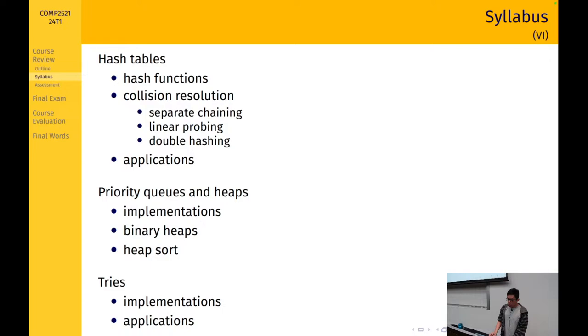And then in the last bit of the course, we talked about a really cool data structure called hash tables. A hash table is really nice in that it allows us to achieve O(1) insertion, search, and deletion on average. The way they work is that they use an array and a hash function to tell us, given a key, where we should be able to find that item. Since this can cause a collision, where multiple keys are hashed to the same index, there are different ways of resolving these collisions, like separate chaining, linear probing, and double hashing.